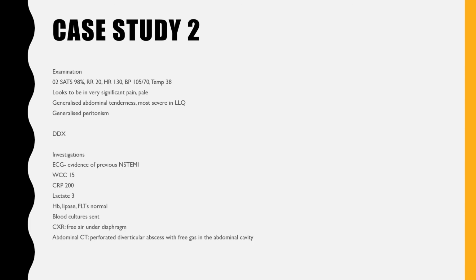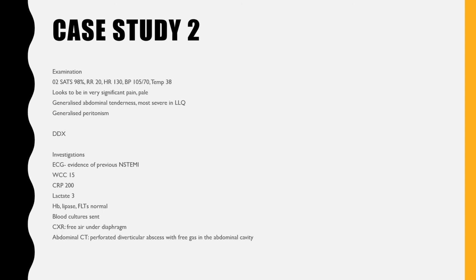In terms of investigations, you do an ECG, which doesn't show any new changes. It shows evidence of a previous NSTEMI. He has very raised inflammatory markers, a white cell count of 15 and a CRP of 200, a lactate of 3 that's a bit elevated. His hemoglobin, lipase, and LFTs are normal. You send off blood cultures.